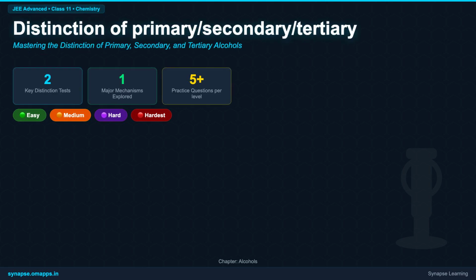Welcome to this session on alcohols. Today, we are diving into a very practical and conceptually rich topic, the distinction of primary, secondary, and tertiary alcohols. This classification is fundamental to understanding their unique chemical behaviors.